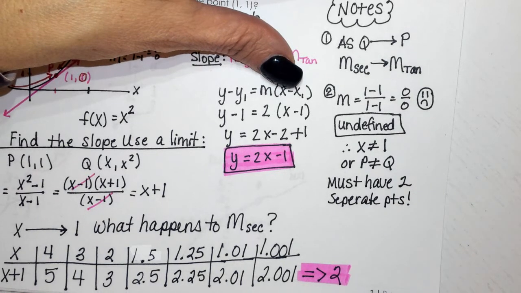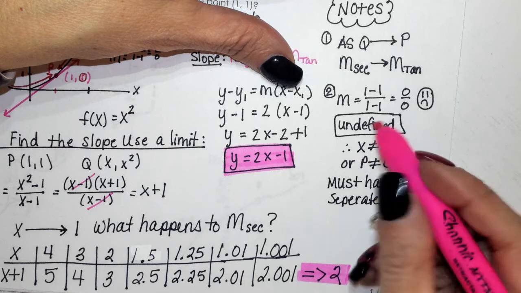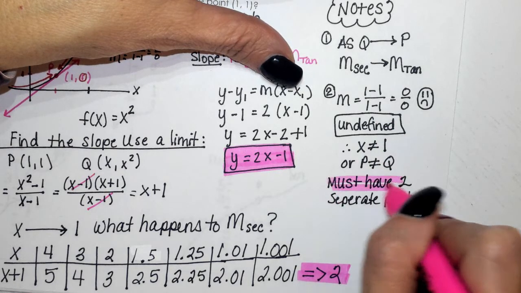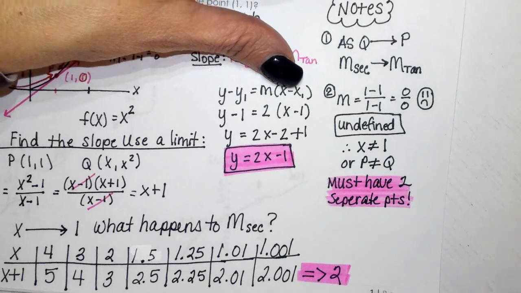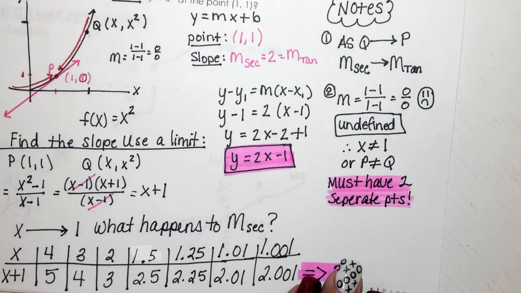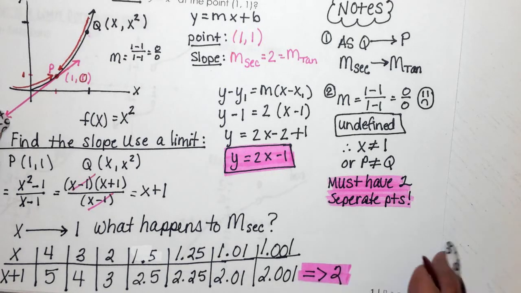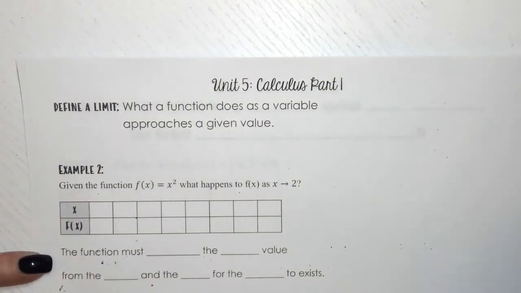Okay, your points have to be separate. They can't be the same. Must have 2 separate points. All right, and you just did your first little bitty baby limit. Just a simple one.